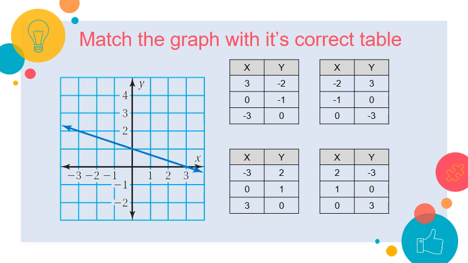Let's try again. On this graph, I have a point of 0, 1 again. But now I have right 3, 0, and I have left 3, up 2. So take a look, which table matches? In this case, all 3 points match that table.